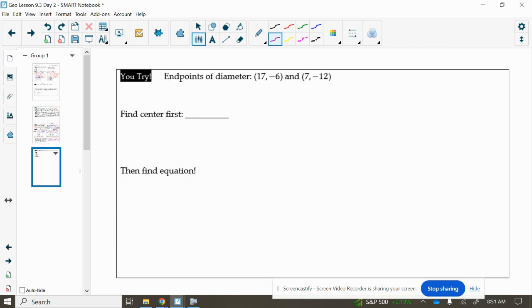All right, the last page has an example for you to try with the endpoints of the diameter. First, find the center, then plug in to find your r squared in your overall equation.